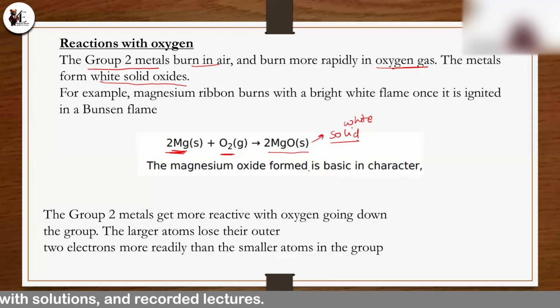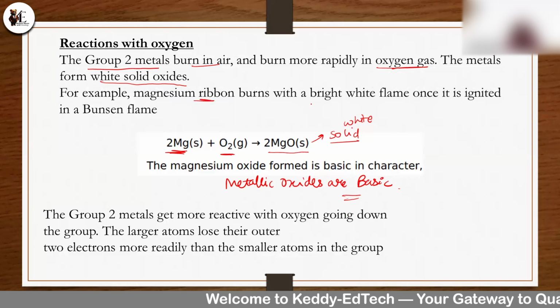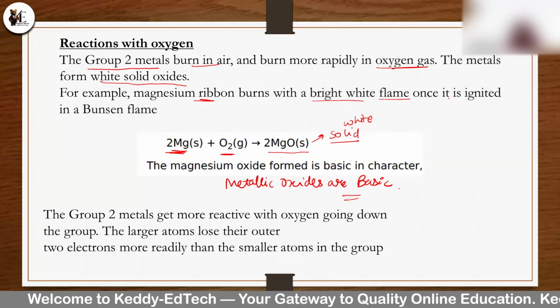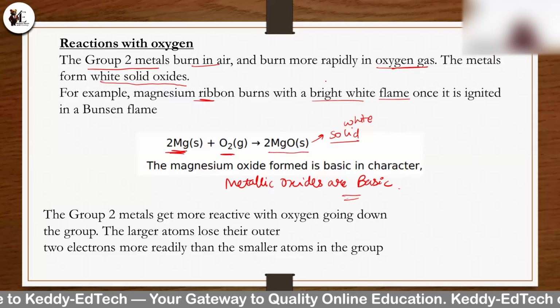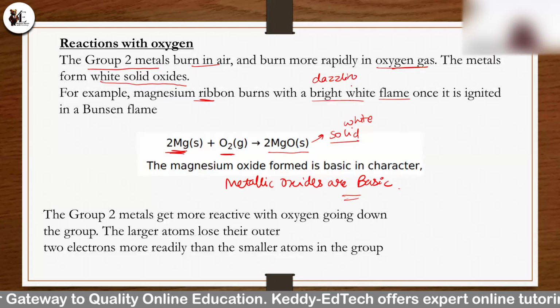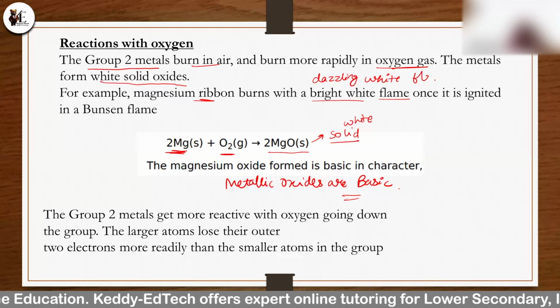And what is the acidic or basic nature of it? We know that metallic oxides are always basic. So magnesium oxide is also basic in character. This experiment we can do in the lab also. When we burn a magnesium ribbon in the presence of oxygen, it burns with a bright white flame once it is ignited in a Bunsen flame. You have heard of the term dazzling white flame, right? Yes, ma'am. So it burns with a dazzling white flame.